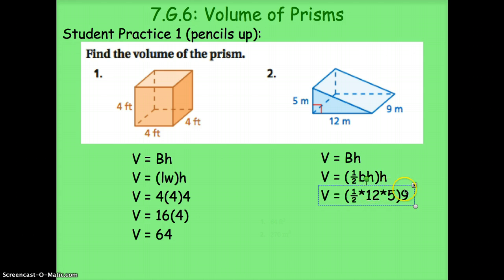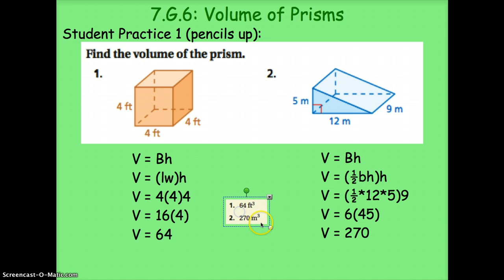Now I can multiply in any order. I'm going to choose to cut 12 in half because it is an even number. It makes it easy to cut in half and get 6. And then 5 times 9 is 45. Now when I multiply 6 times 45, I end up with 270. Of course, again, this is not my answer because I do need my units and they need to be cubed. And I'll make this a little larger for you.